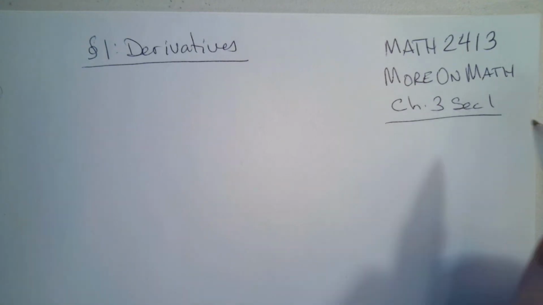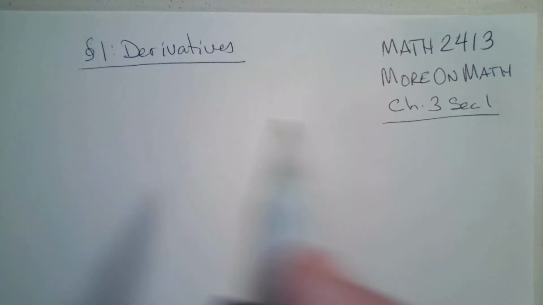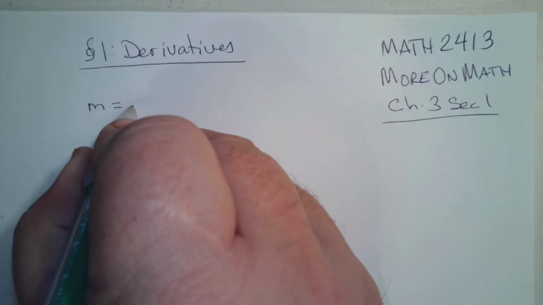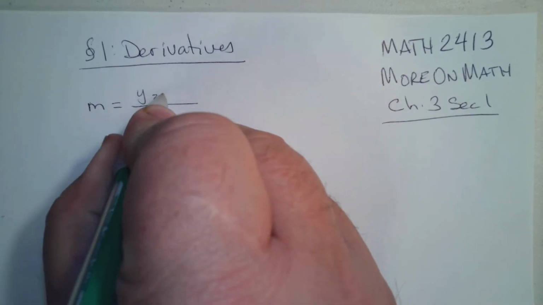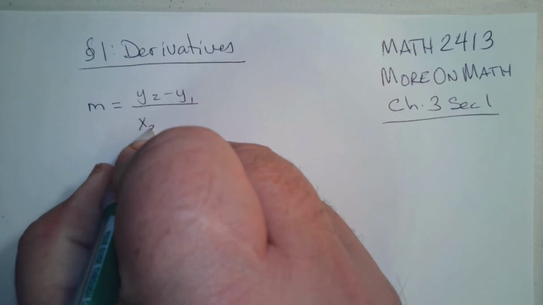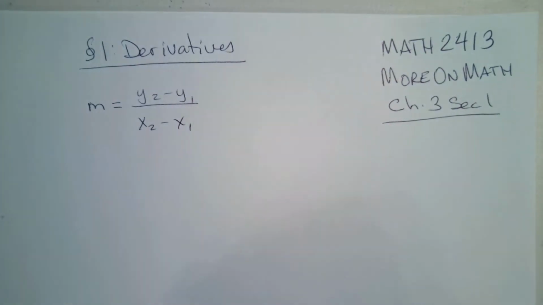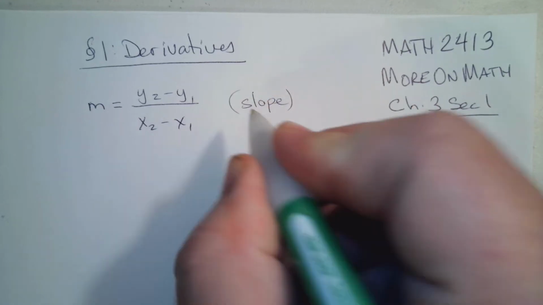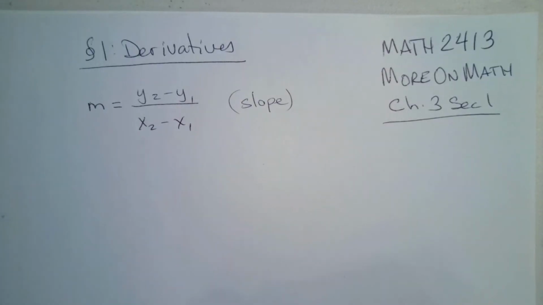Today we're going to talk about Chapter 3, Section 1. Section 1 deals with derivatives. Now, it may sound complicated, but it really starts with this. From algebra, we remember this equation. It all begins with this. This is the equation for a slope. And what we're going to get to is we're going to define a derivative from here.